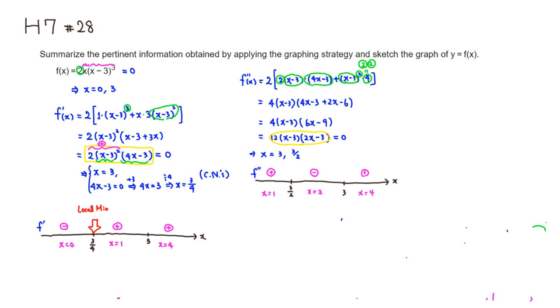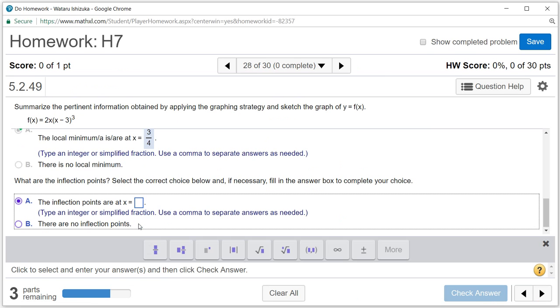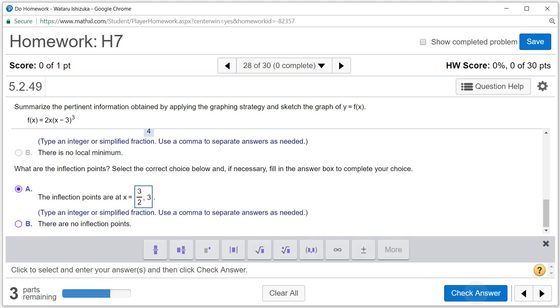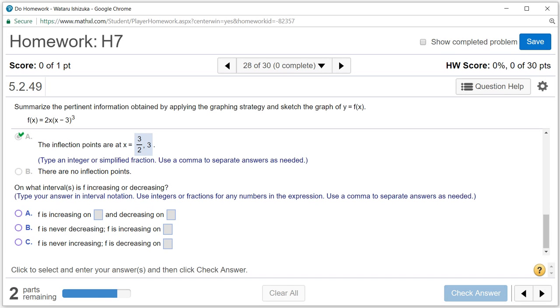So we're going to have an inflection point at 3 halves, and also at 3 you're going to have another inflection point. So let's type that in. It's going to be 3 halves and also 3. Let's check the answer. Alright, we got that. What's the next question?